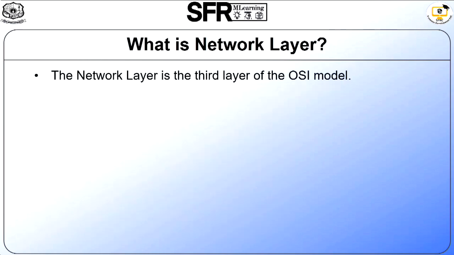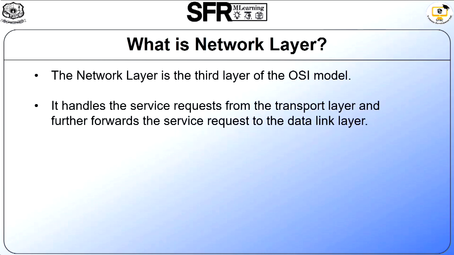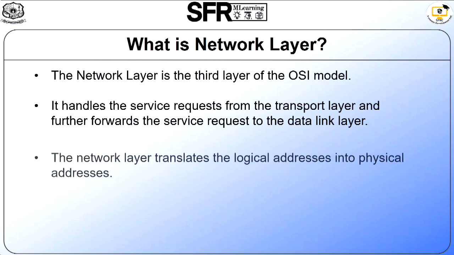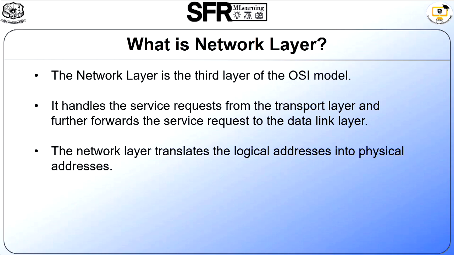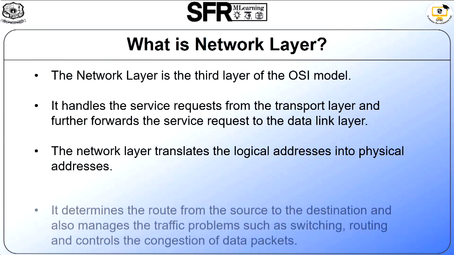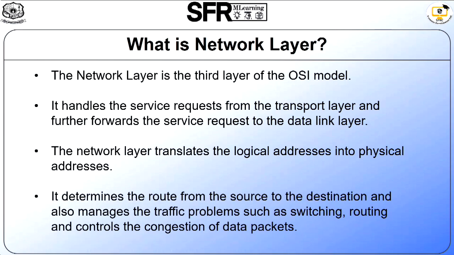Now, what is network layer? The network layer is the third layer of the OSI model, which handles the service request from the transport layer and forwards the service request to the data link layer. It translates the logical addresses into the physical addresses, which determines the route from the source to the destination, and also manages the traffic problems such as switching, routing, and controls the congestion of data packets.